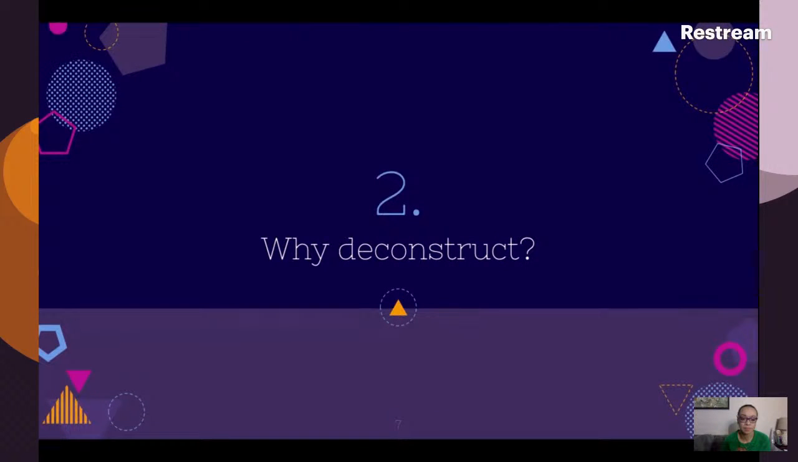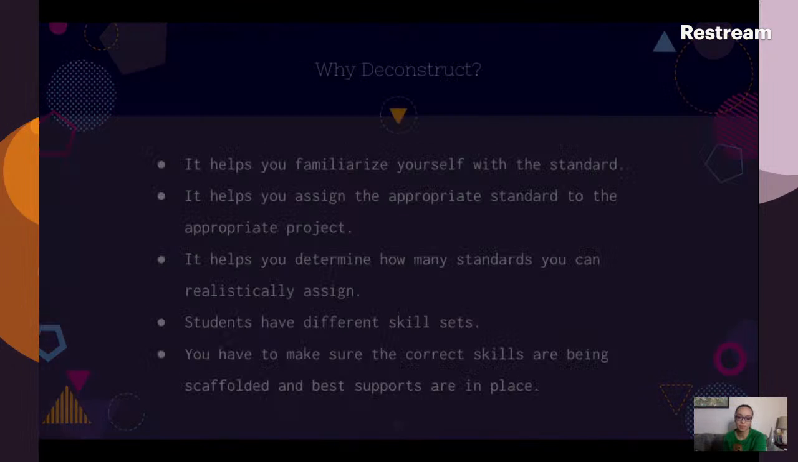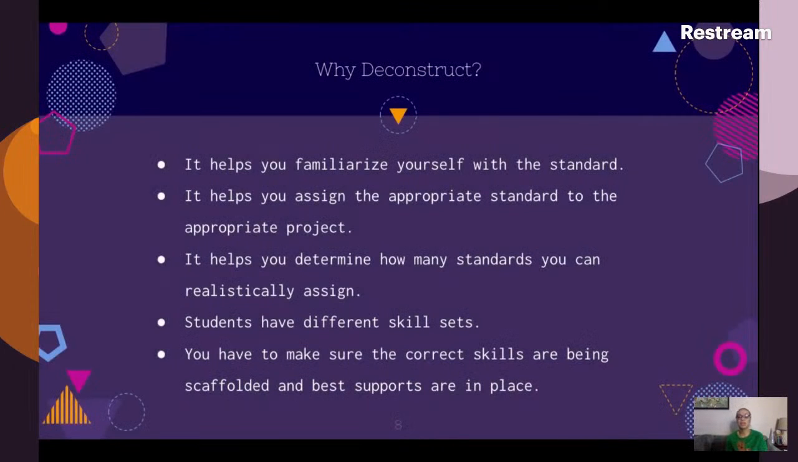So why do we deconstruct? What's the purpose of deconstructing standards? There are many reasons that you should be deconstructing standards, and I do recommend, if you are a teacher, that you do it even if it hasn't been something that was requested of you. And if you are a student, this is a process you will have to do often. So think about that as you move into teaching.